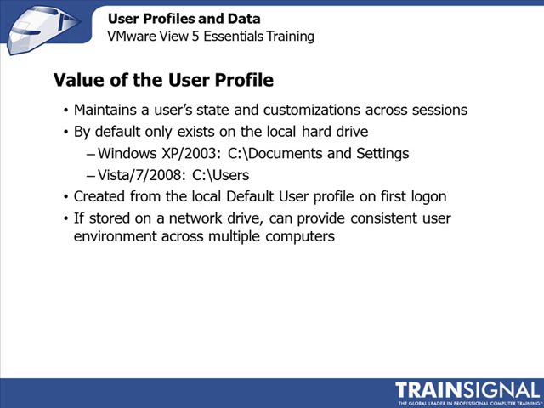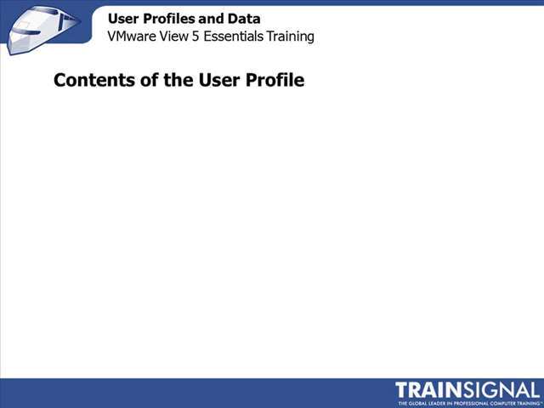The challenge we have in a View environment is that we want this user profile to exist outside of a desktop, so we can throw the desktop away after the user's done, but still maintain all of their settings to the next session. We do that by storing the profile out on the network drive. That's the challenge we have with any VDI environment. How do we copy that user profile back and forth to the network in order to enhance that user experience? Before we dig into that, let's take a look at what the user profile actually contains.